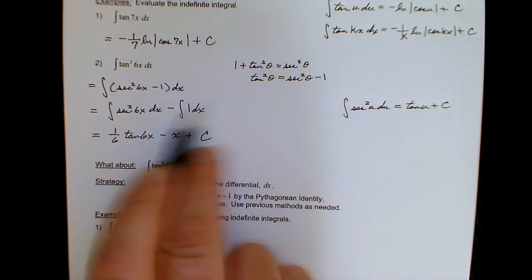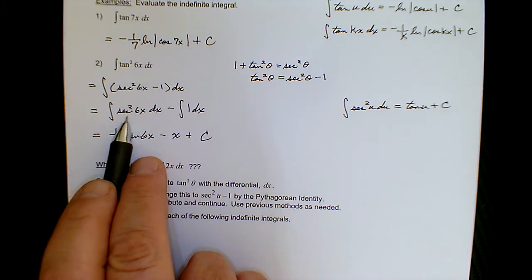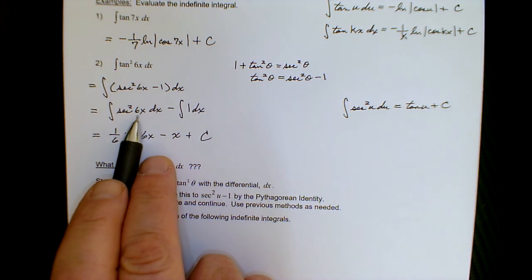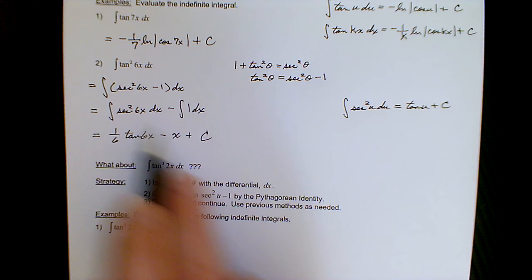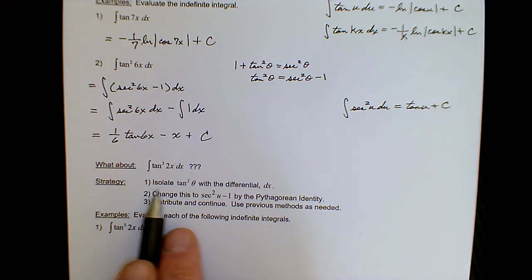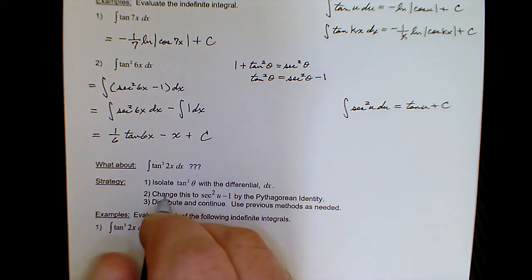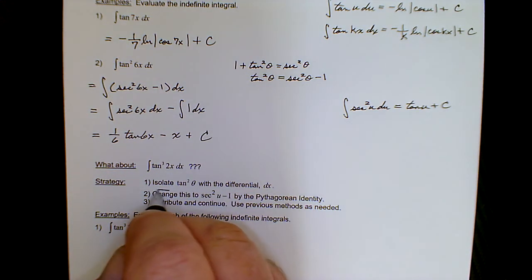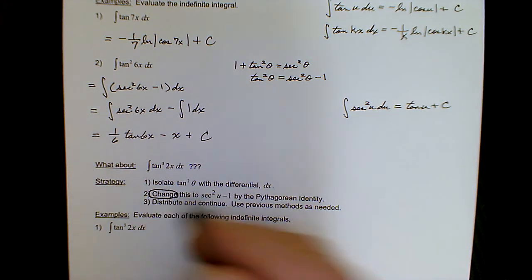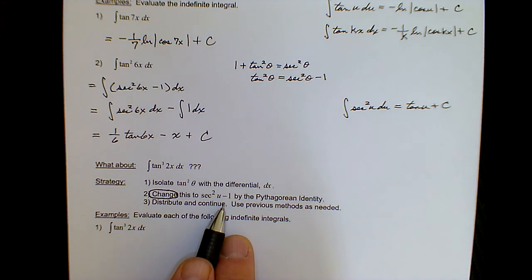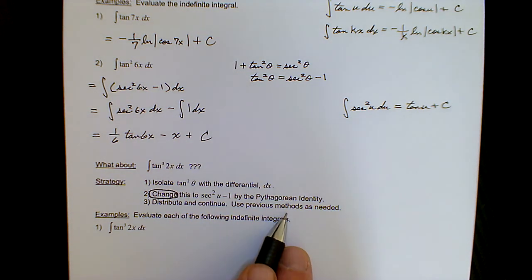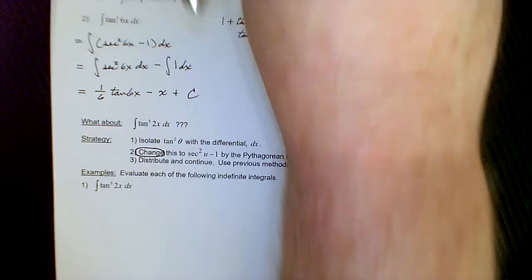So then the question, what about a higher power, like tangent cubed? Well, in a sense, we're going to use the same procedure because secant squared can be generated from two factors of tangent, and that does represent the derivative of tangent. So we get the little cookbook recipe: isolate tangent squared, but then this is important. You're not going to save it because it's not the derivative of anything. What you're going to do is change it immediately to secant squared of u minus 1 by the Pythagorean identity. Then distribute and continue, use previous methods as needed. In particular, it's going to be the method for an even power of secant, as we'll see.